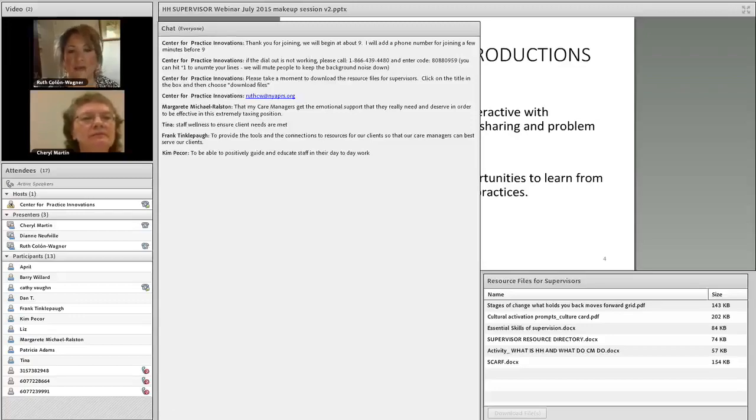And those are really time-critical topics that we all need, and especially care managers, the job changing the way it does. To provide the tools and connections to resources for the clients so that the care managers can best serve them. So how do we help connect folks to these various services that they would benefit from, to be able to positively guide and educate staff in their day-to-day work. So that day-to-day coaching, those short interactions, what can I do to set up a dynamic for the folks to feel very supported and yet some gentle guidance that will help them move on in their day?